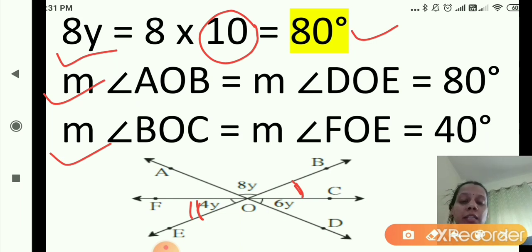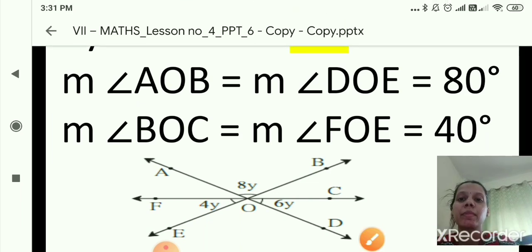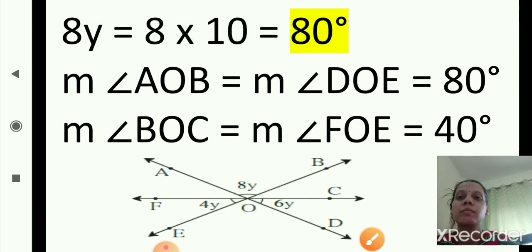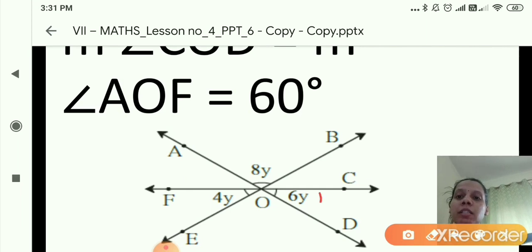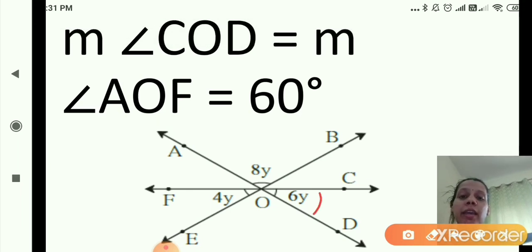Now one more pair is remaining, that we will write down. Yes. Now the third pair of vertically opposite angles, that is measure of angle COD. This angle is vertically opposite to which angle? Correct, AOF, this angle. Yes, and COD is given, that is 6y. So what is 6y? 6 multiplied by 10, that is 60 degree, right.